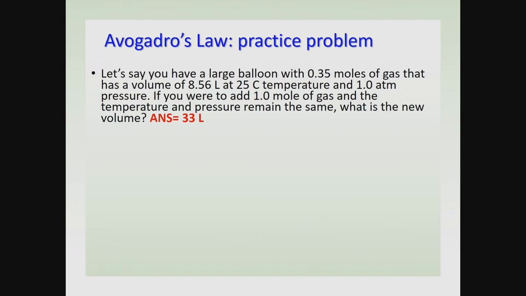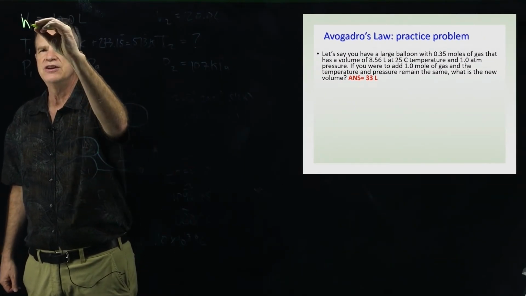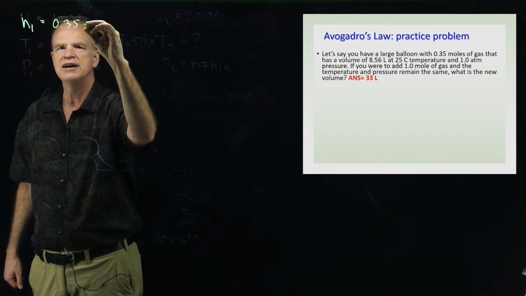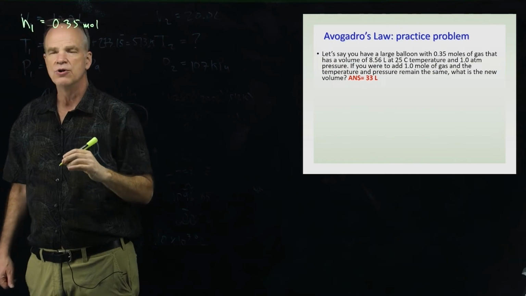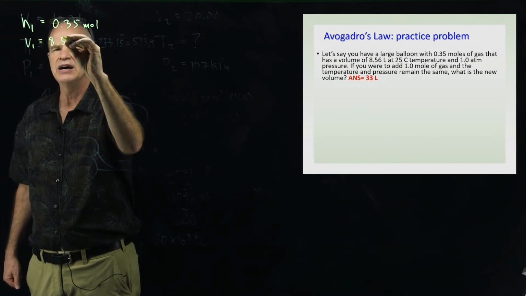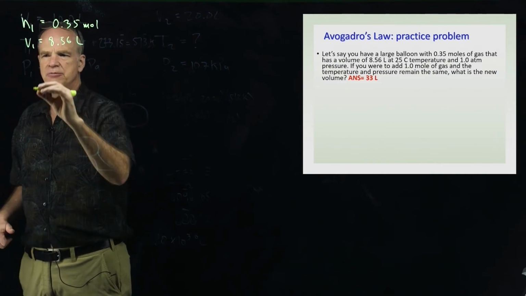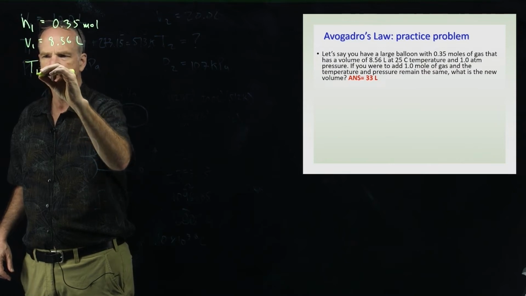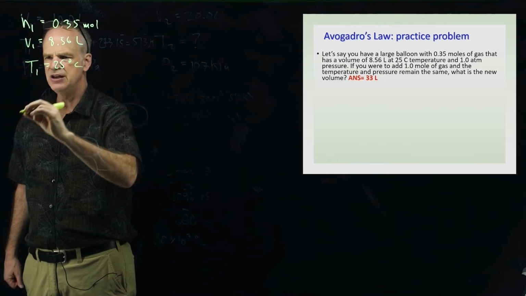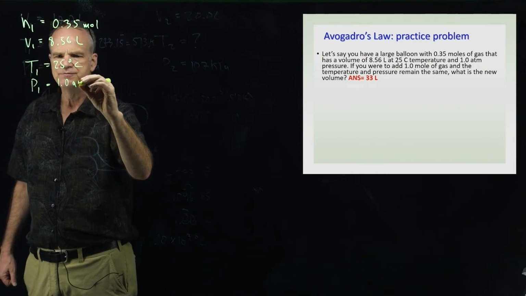Let me just write out what the initial conditions are. Here we're given an initial number of moles of gas, which is 0.35 mole. We're also given an initial volume, V1 is equal to 8.56 liters. Just a note, we're also given a temperature and a pressure, so let me go ahead and write this here for the moment. The temperature is 25 degrees C, and the pressure is at 1 atmosphere.